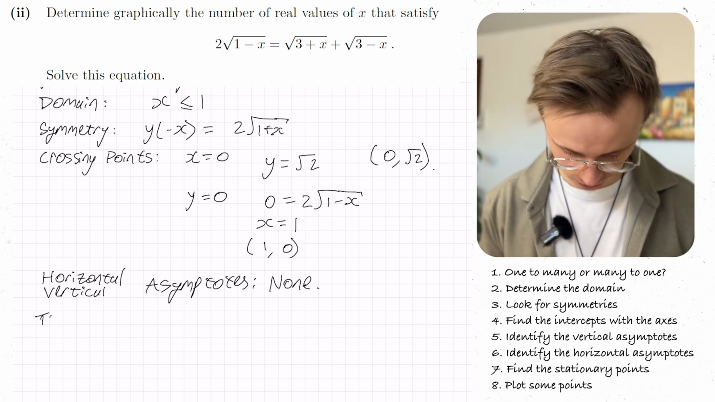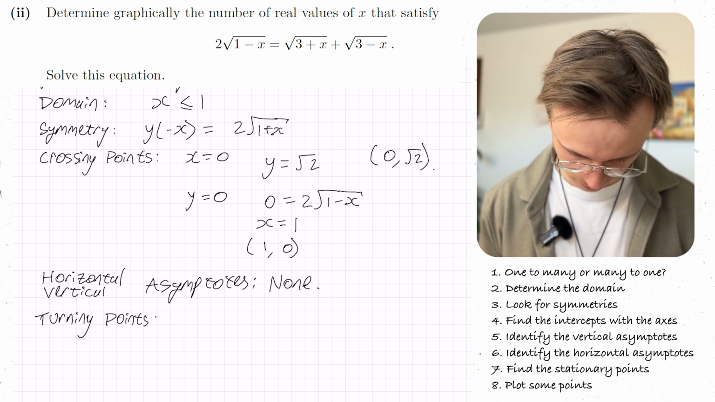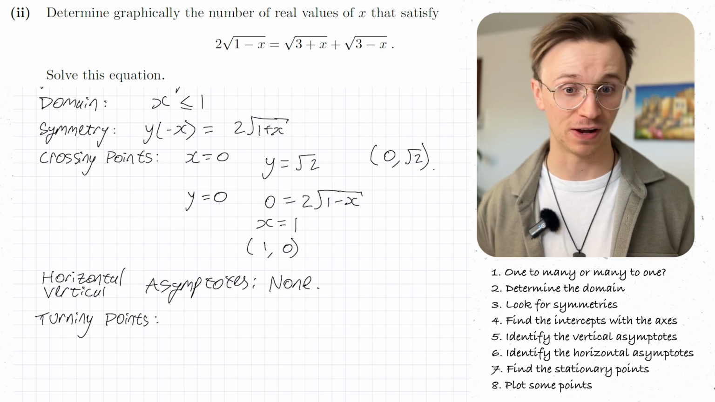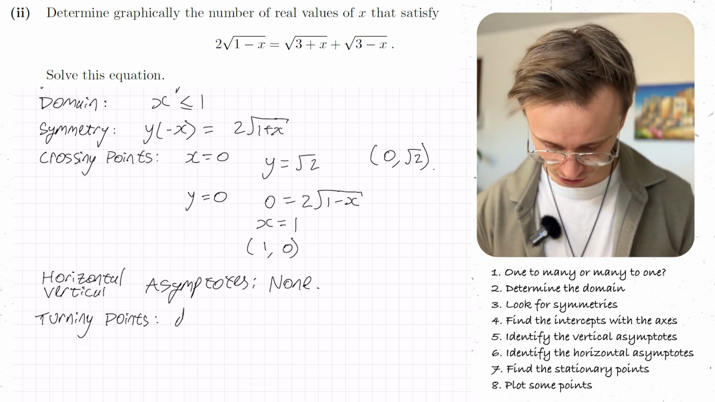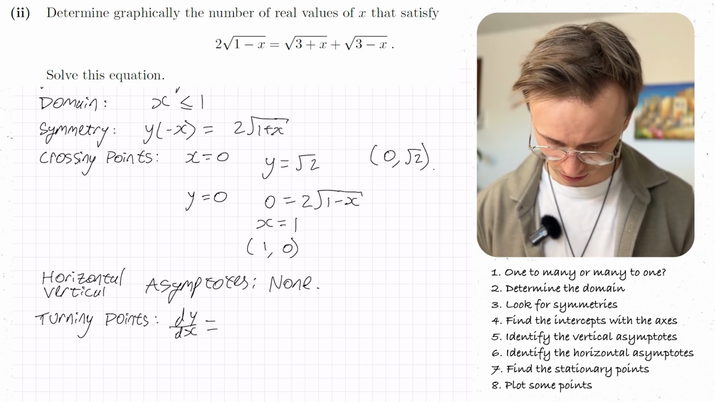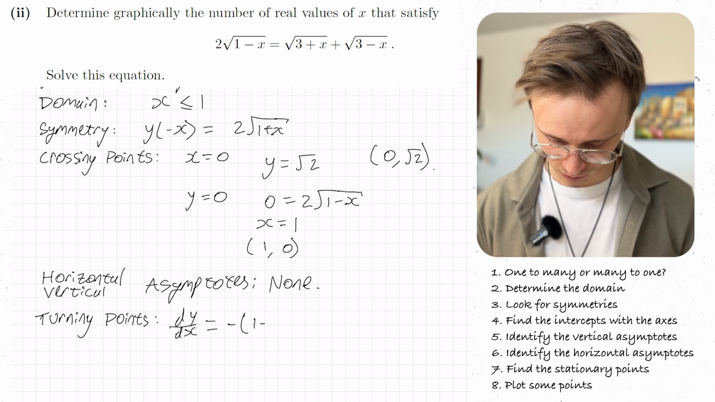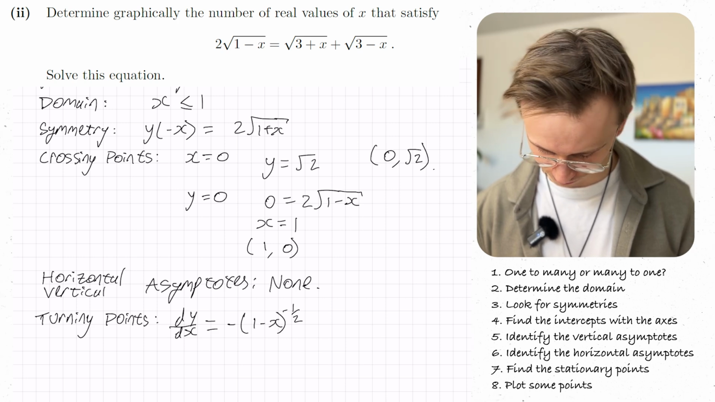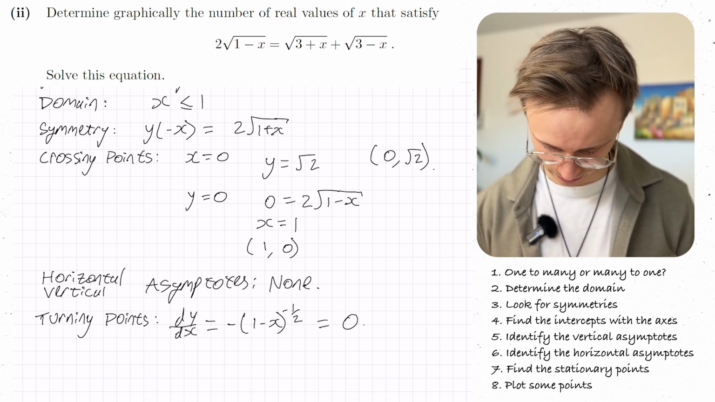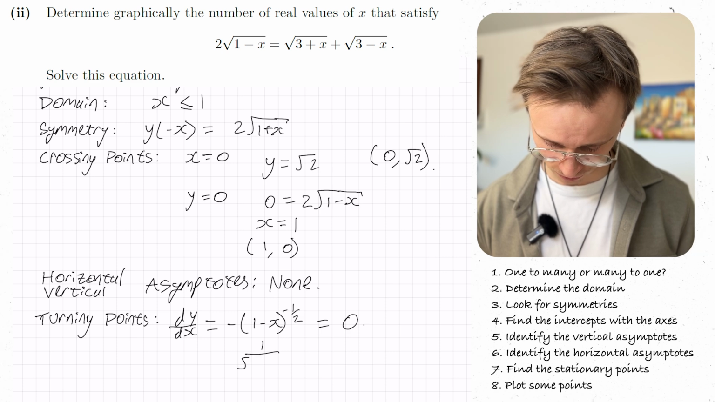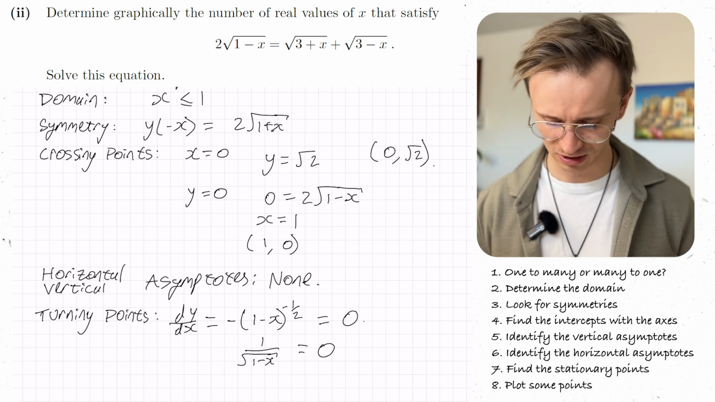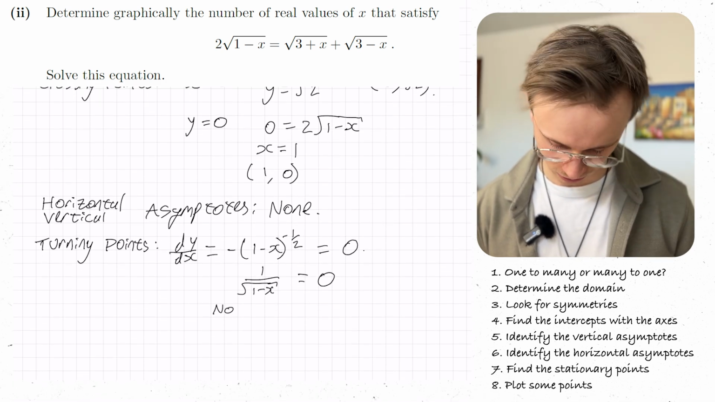So then we need to look at turning points. Now I know what this graph is going to somewhat look like. It's going to look similar to the square root of x, and I know the square root of x doesn't have any turning points, but we'll just double check. So we have dy by dx equals minus (1 minus x)^(-1/2). That's equal to 0. And then what we have is that essentially 1 over the square root of 1 minus x is equal to 0, and there is no solution to that. I can only get infinity, don't really care about that. So no turning point.